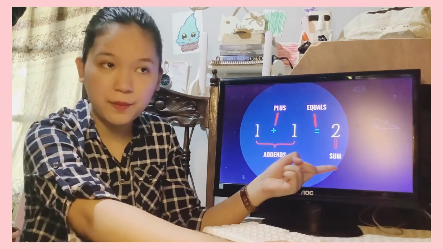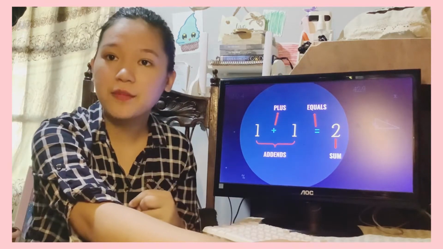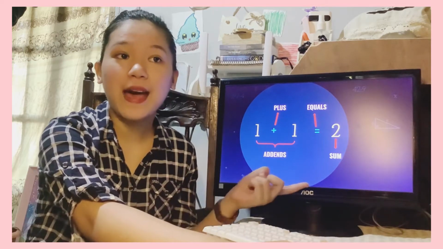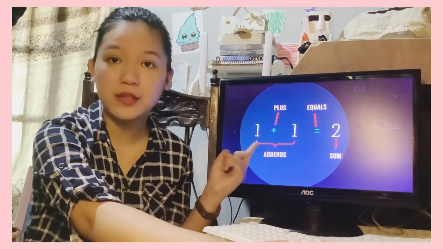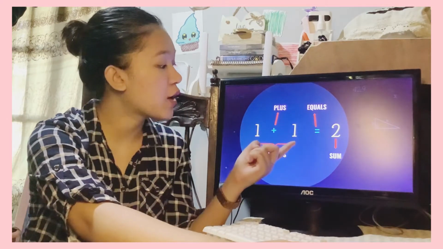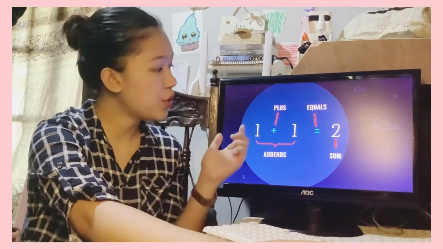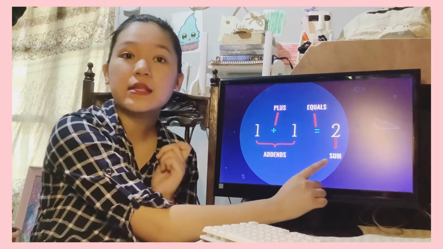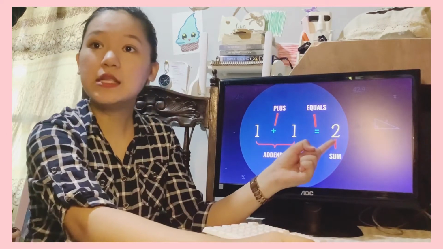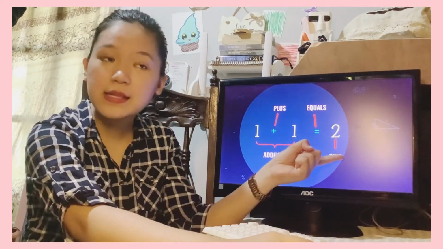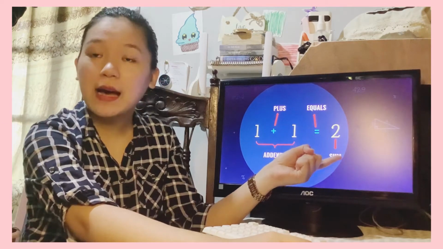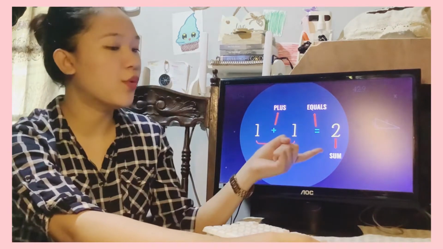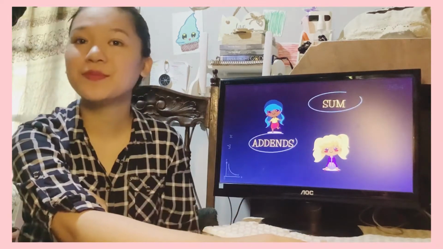It is the sum. When you say sum, it means it is the total amount, the total value of the addition of these two numbers that are added or combined together. If you put these numbers together, it will result in a sum. Again, what is this number? It is the sum. What do you mean by sum, kids? It means the total amount of the addition. Very good.